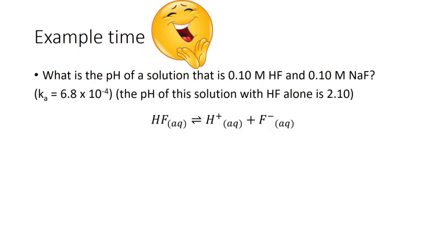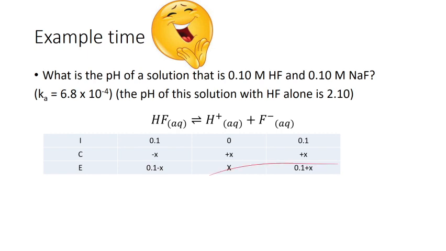So, first thing we're going to do, we're going to write down our balanced equation, which looks like this, right? We have HF in equilibrium with a hydrogen ion and a fluoride ion, all aqueous. And then we're going to utilize everyone's favorite chemistry tool, the ICE table, and fill in our values.